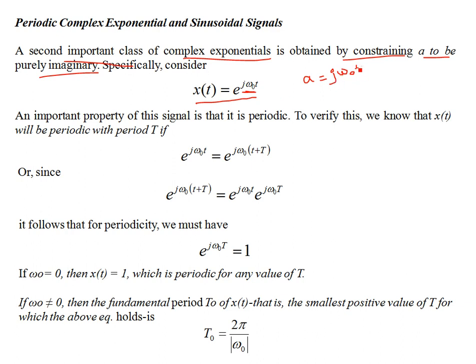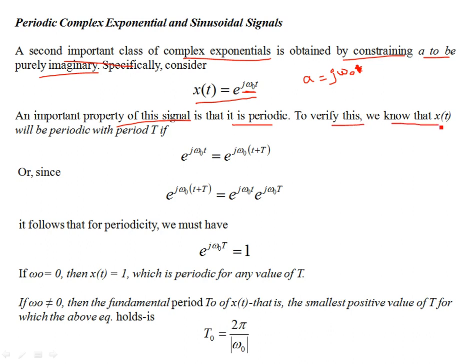However, if you constrain A over here to be a purely imaginary quantity, so A is not j omega t, it's only j omega naught, then x(t) becomes a periodic signal. Why? Because you can expand this in Euler's form, and you can write this in terms of sines and cosines, and you know that sine and cosine are periodic in nature. So an important property of this signal is that it is periodic.